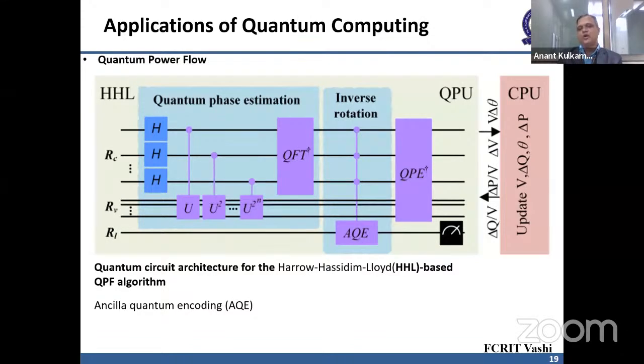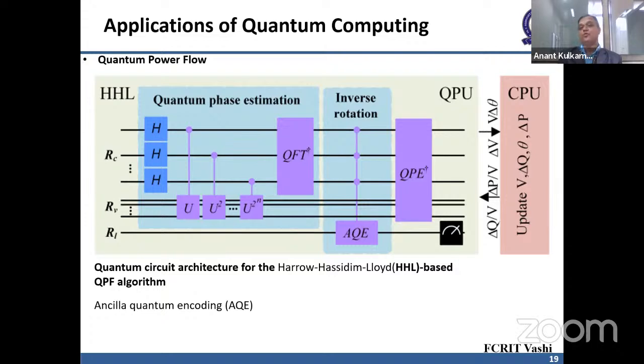So with the help of this quantum phase estimation and AQE, an ancilla quantum encoding, if you look at the bottom of this quantum circuit, one ancilla qubit is used. Now, you must be familiar with this ancilla qubit, as the summer school has already started since the 25th. The measurement is carried out on this ancilla qubit to know the quantum power flow, right? So with the help of this, we will be able to obtain the quantum power flow.